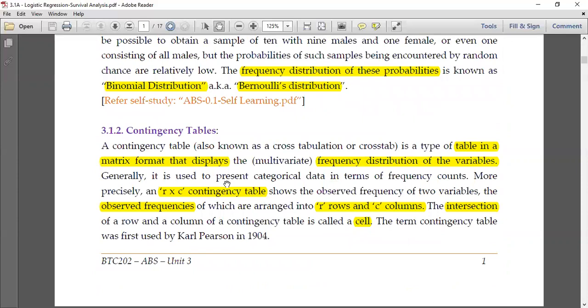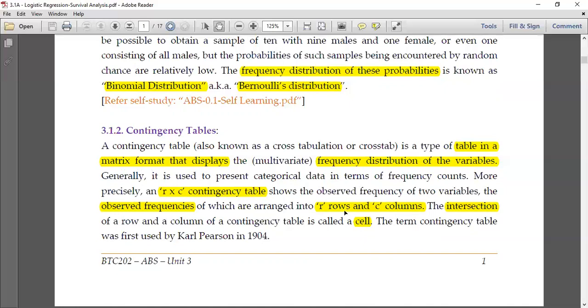Right. Now let us move on to something called a contingency table. It is also called cross tabulation or cross tabs. Now this is a table, a matrix with rows and columns. It is called an R into C contingency table in general. It is a frequency distribution of the variables. It has got R rows and C columns. R into C stands for rows into columns. So R rows are there, C columns are there.